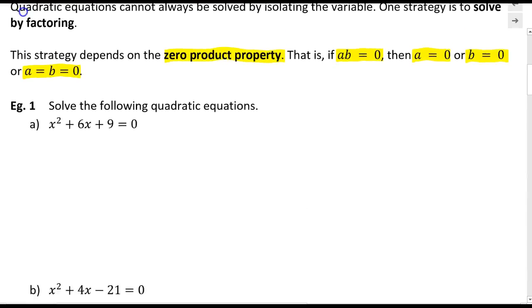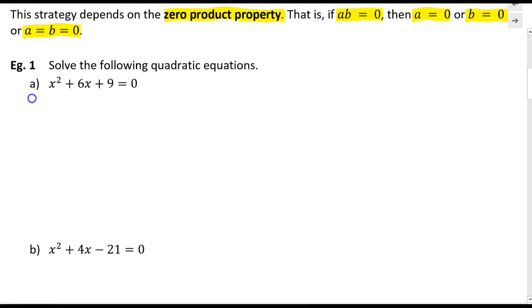Bearing that in mind, let's give some of these a shot. So step 1 is having everything equal to 0 so that we can apply the zero product property. See, we are equal to 0. From there, we want to factor. We want to find out what were the pieces that multiplied to give me this polynomial.